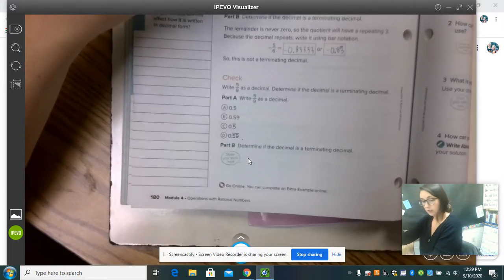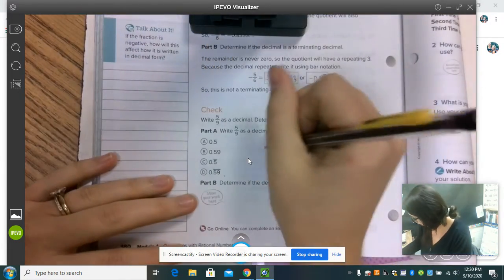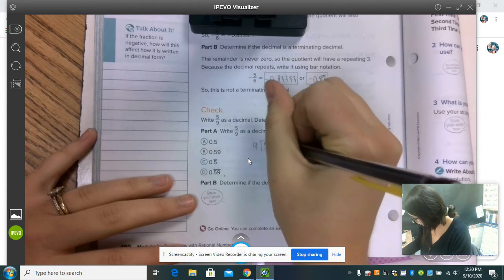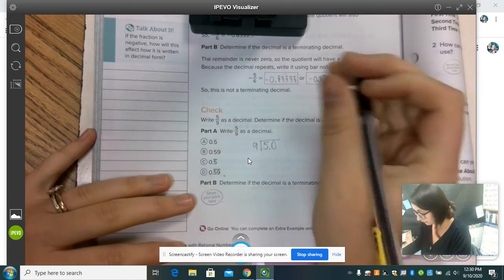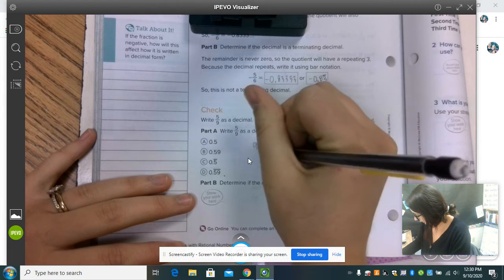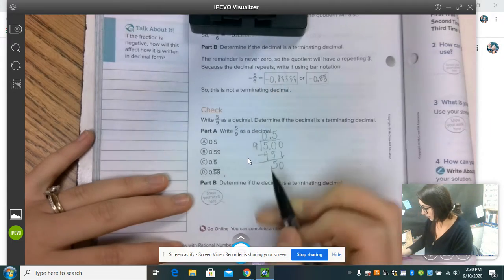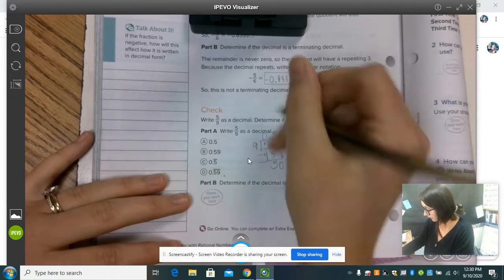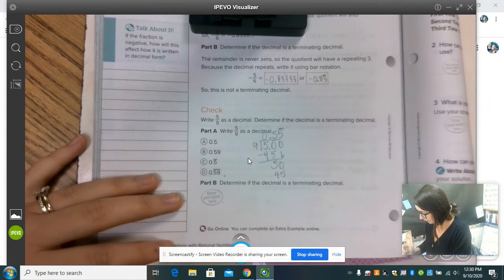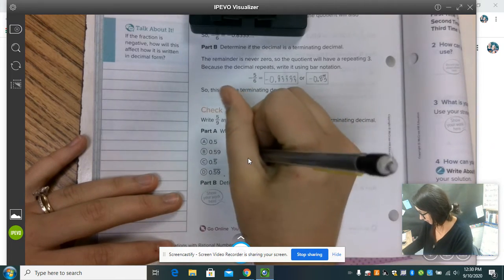Okay, so your check here was the fraction 5/9. If I do 5 divided by 9, 9 will not go into 5, but it will go into 50. I'm going to go ahead and bring that decimal up. 9 times 5 is 45. And if you see, when I add a 0 and bring it back down, this is never going to change, right? I'm going to keep getting 5. So that means my 5 is repeating, which would be answer choice C.